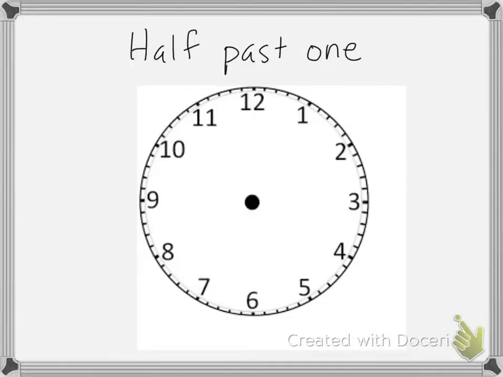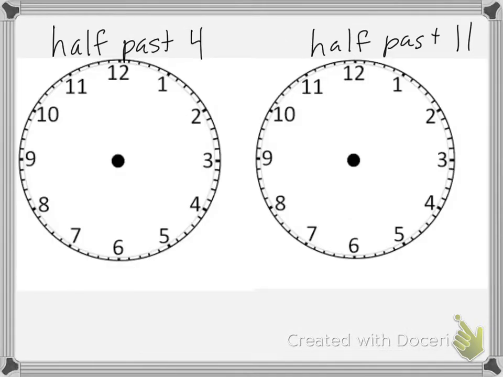All right, what if I want to show half past 1? Half past 1 would look like the minute hand would point at the 6 for half past, and my hour hand would be halfway in between the 1 and the 2. What about half past 4? Well, my minute hand would point at the 6, and my hour hand would point halfway in between the 4 and the 5. Half past 11, well, my minute hand would point at the 6, and my hour hand would point halfway between the 11 and the 12.